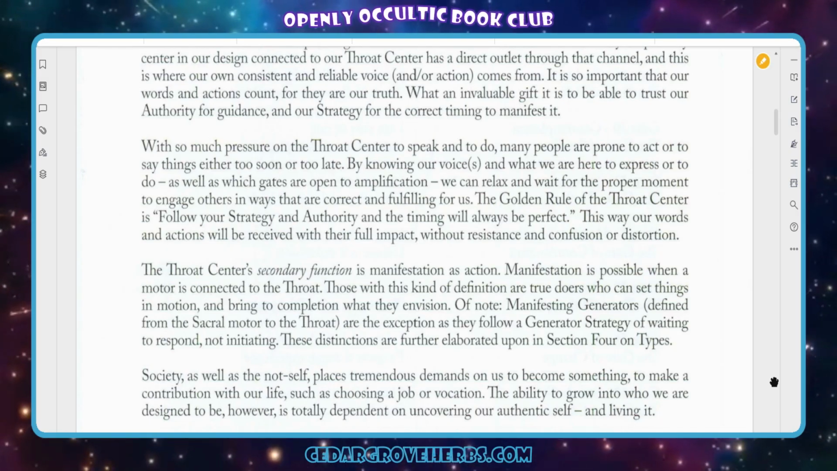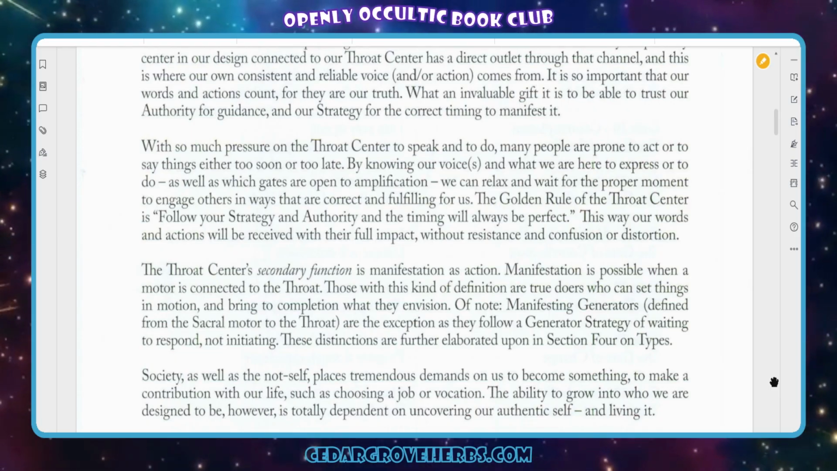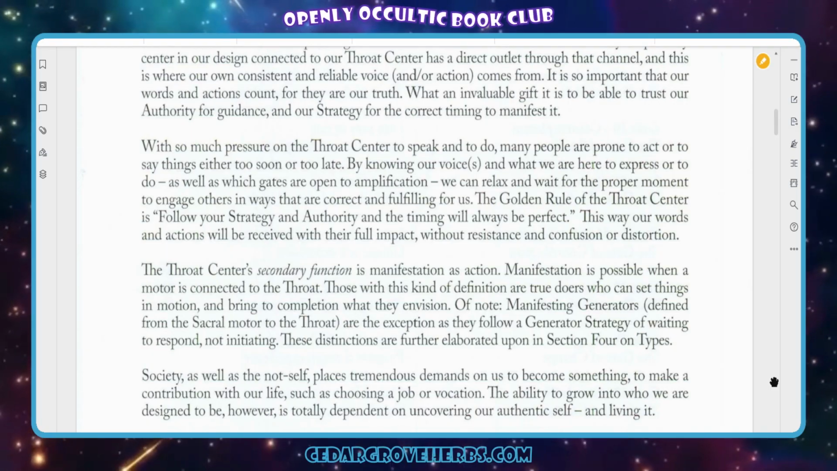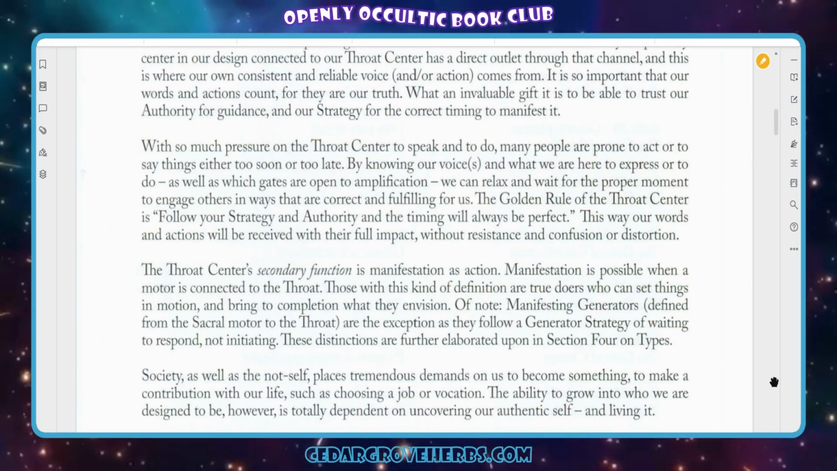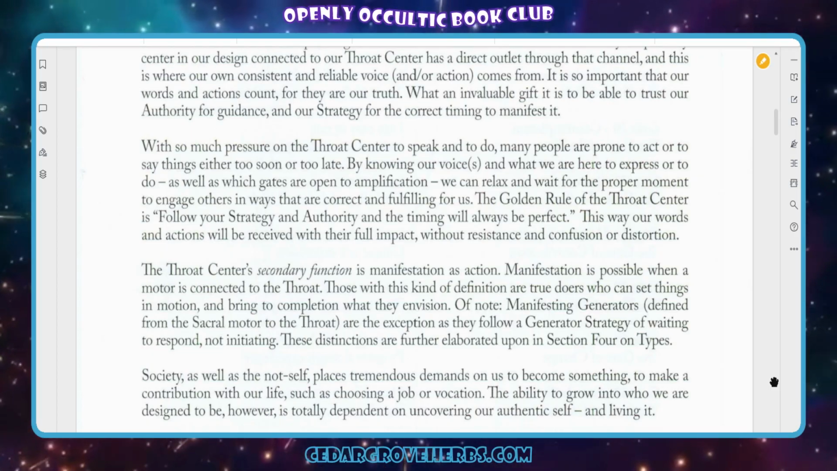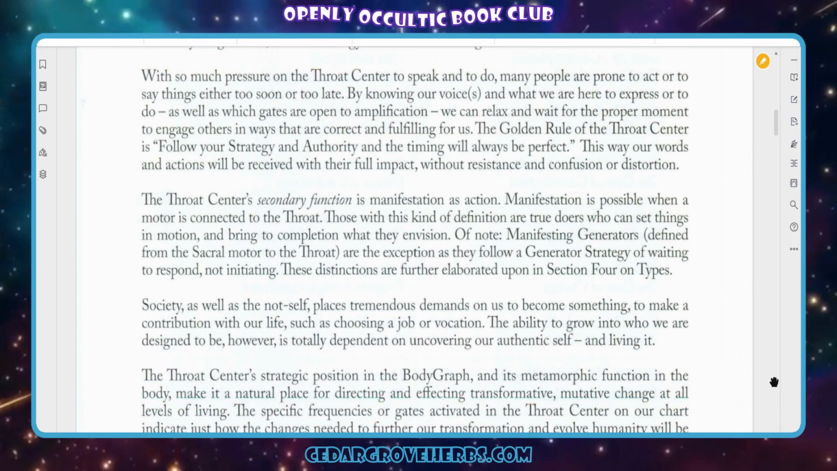Their sacromotor is defined, their throat is defined, and that channel between them is defined. So that's what makes them a manifesting generator. They are the exception, as they follow a generator strategy of waiting to respond, not initiating. These distinctions are further elaborated upon in Section 4 on types.